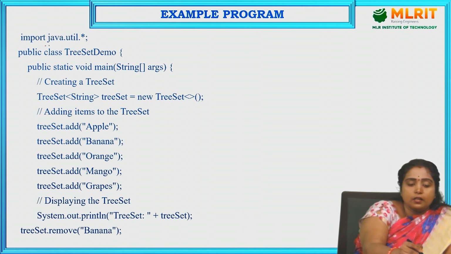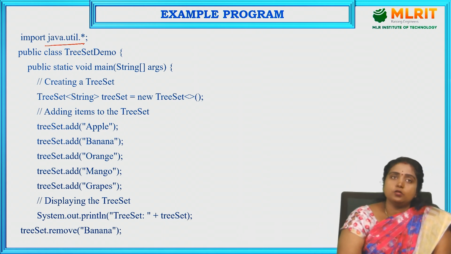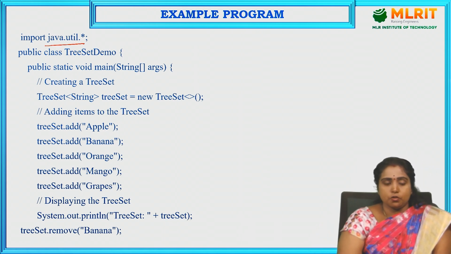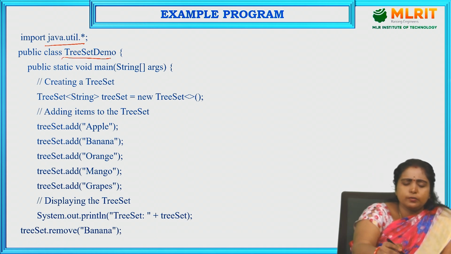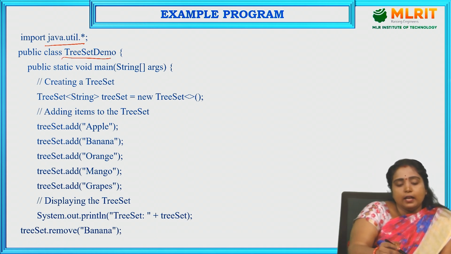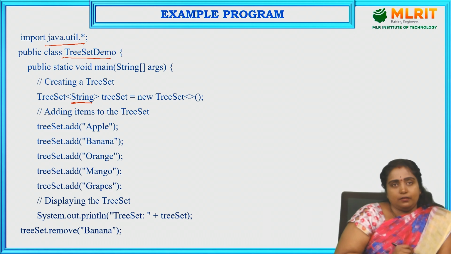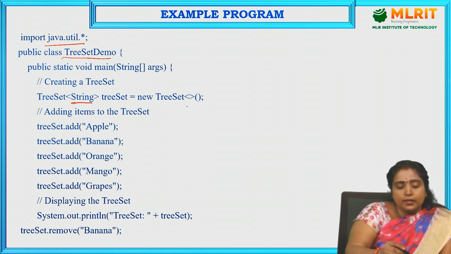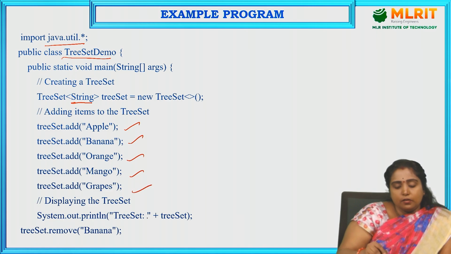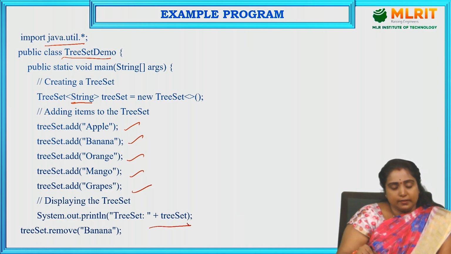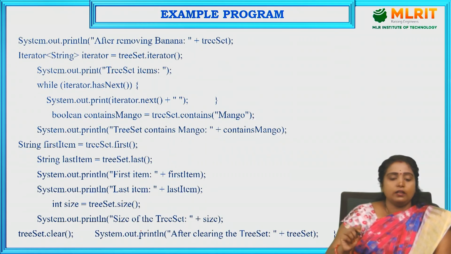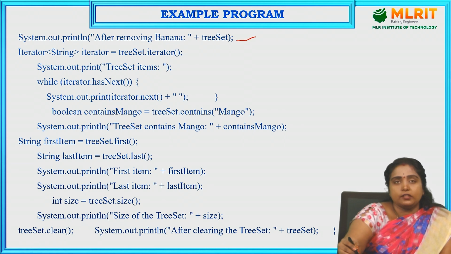Here, in order to use a TreeSet, we have to import java.util.* for sure. TreeSetDemo is my class name. And here I am creating a TreeSet of String, new TreeSet, and I am adding the elements apple, banana, orange, mango and grapes. So I am displaying the TreeSet first. Next, I am removing the banana. And next, after removing banana, I am printing the TreeSet.